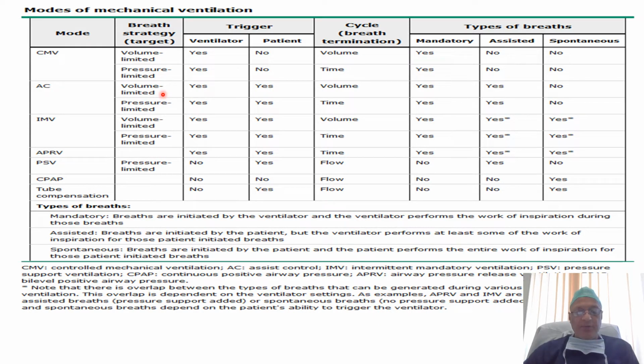In the most commonly used assist control mode, breaths are both ventilator and patient triggered. Regarding termination of breath cycles, this means where inspiration ends and expiration begins. In volume limited breath, it is decided by the volume. In pressure limited breath, it is decided by the time, and in support mode, it is decided by the flow.